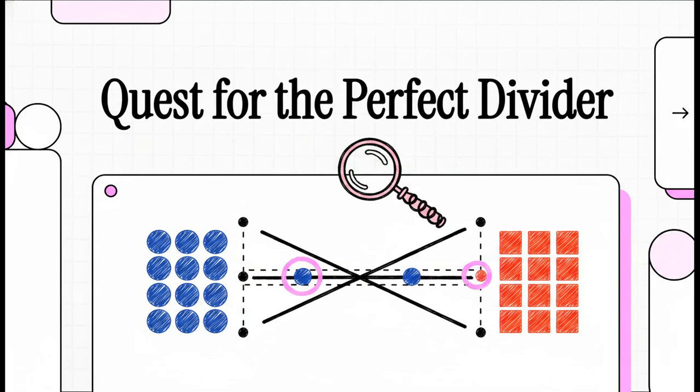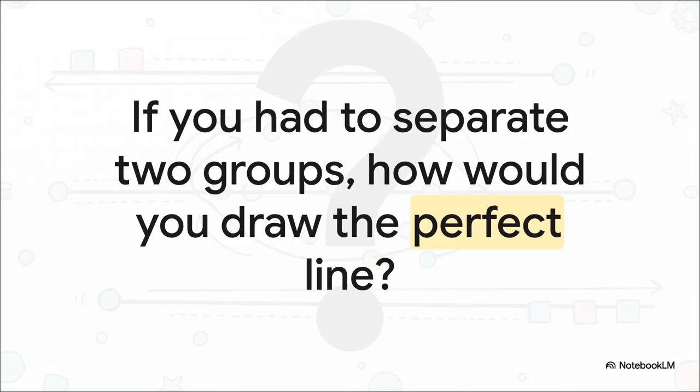All right, welcome to the Explainer. Today we're going to break down one of machine learning's most elegant algorithms, the support vector machine, or SVM for short. We're going to go on a little quest to find the perfect way to divide up data, and along the way we're going to uncover some really powerful and honestly pretty clever ideas. Okay, let's just dive right in.